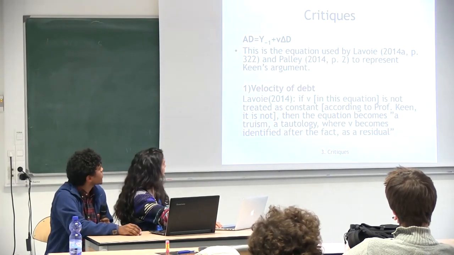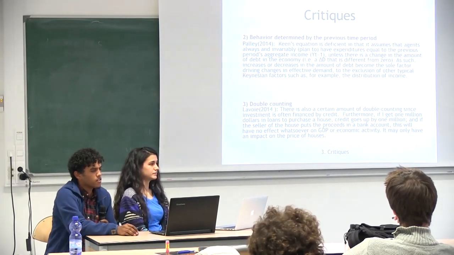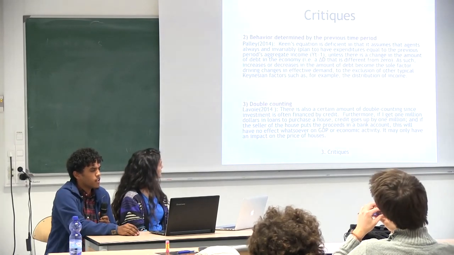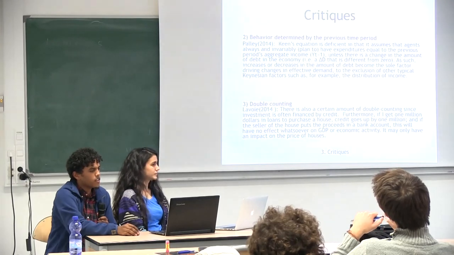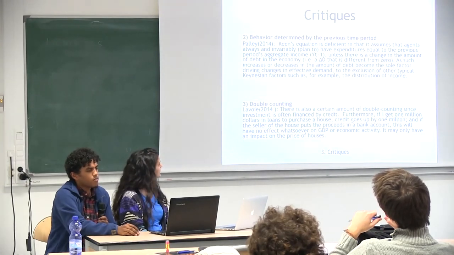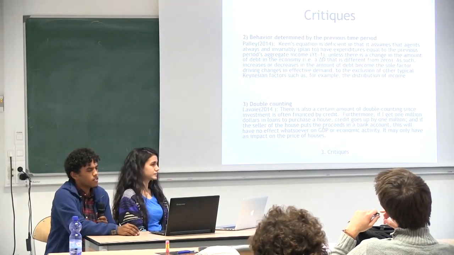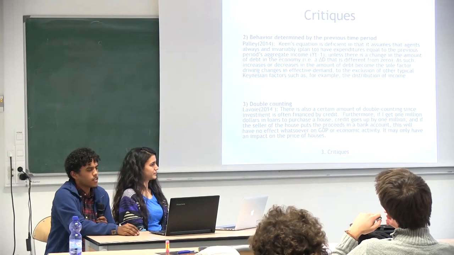The second critique we look at regards Pally's assertion that Keane's equation deficiently assumes agents always and invariably plan to have expenditures equal to the previous period's aggregate income unless there is a change in the amount of debt in the economy. Therefore, Pally notes that Keane ostensibly reduces changes in effective demand to changes in the amount of debt, excluding other post-Keynesian factors like the distribution of income, for example.